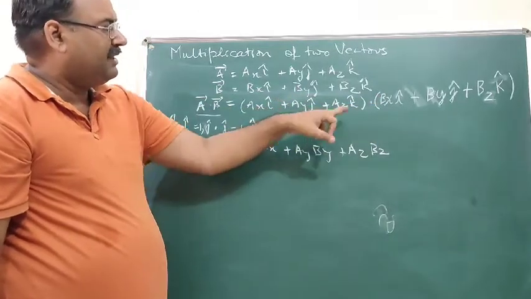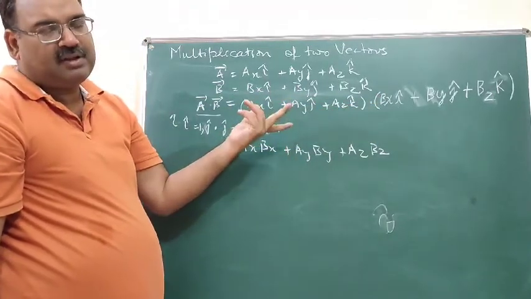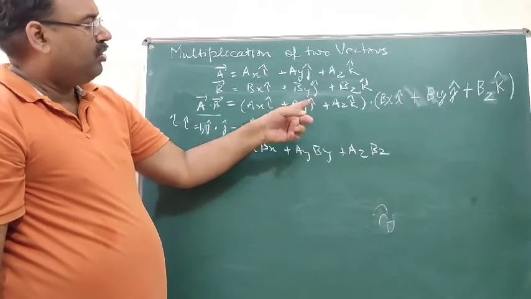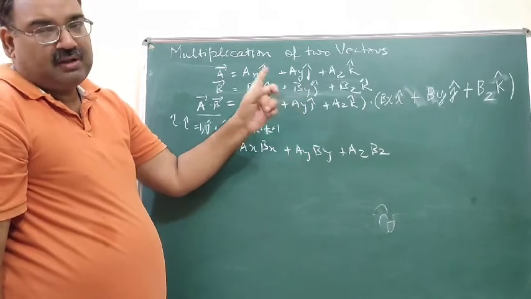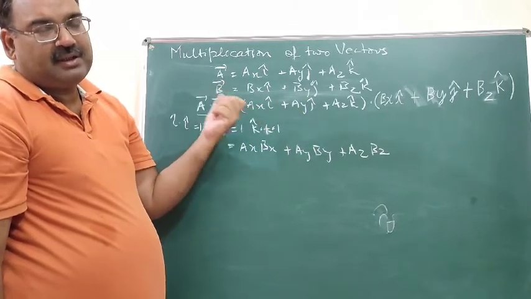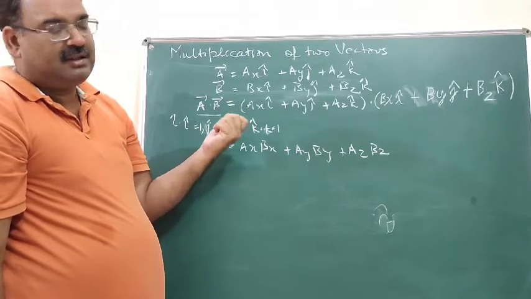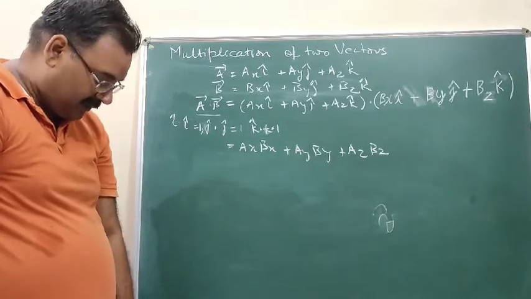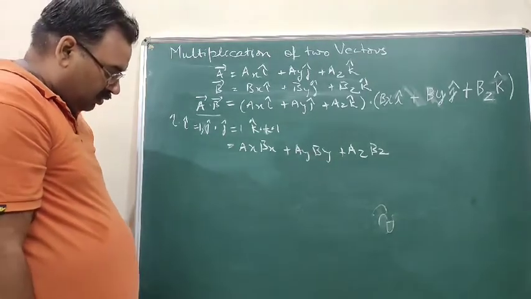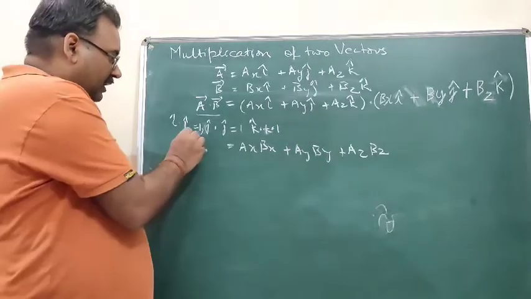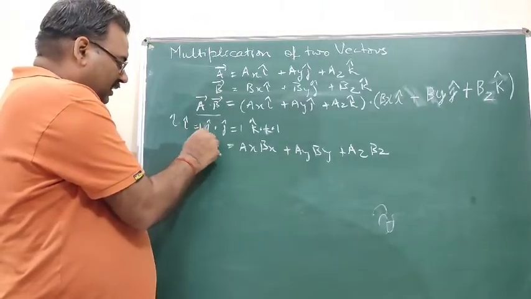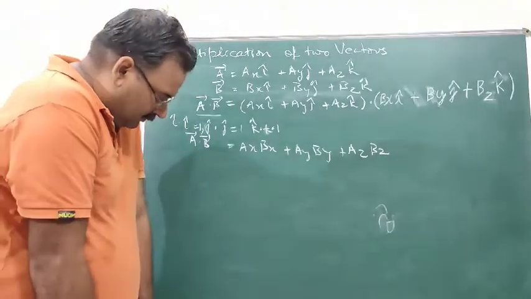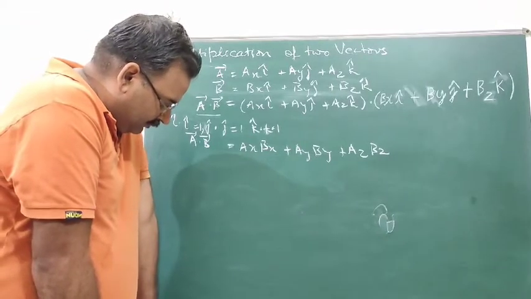अगर ax का by से मल्टीप्लाई करेंगे तो i dot j हो जाएगा. i dot j क्या होता है? 0. और अगर j का i से करेंगे तब भी 0 और j का k से करेंगे तब भी 0. जब जब सेम यूनिट वेक्टर मल्टीप्लाई होंगे, i dot i या j dot j या k dot k, then only we get the magnitude. So we get ax bx plus ay by plus az bz equal to A dot B. So A dot B is equal to ax bx plus ay by plus az bz. This is the required relation.